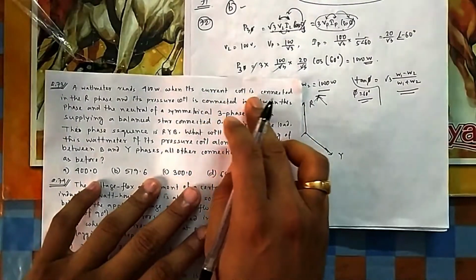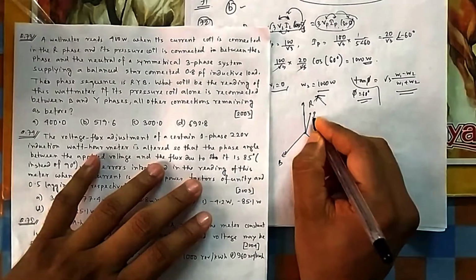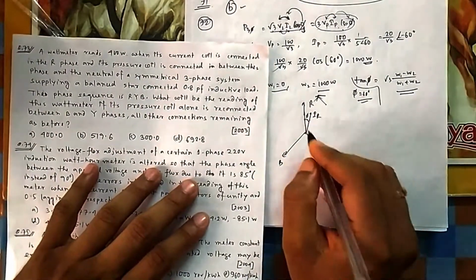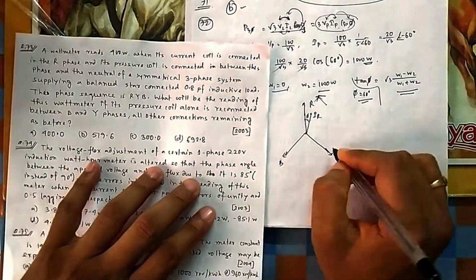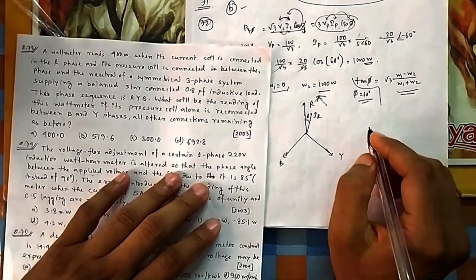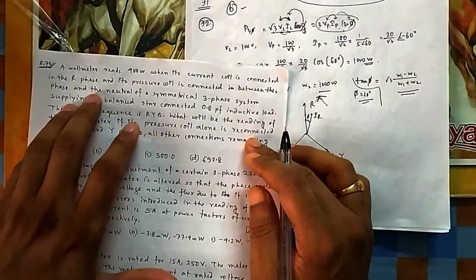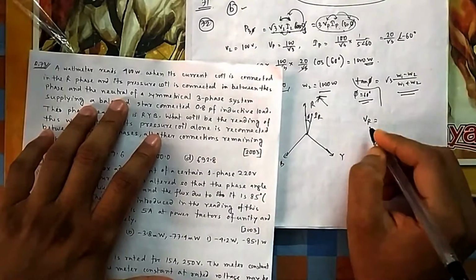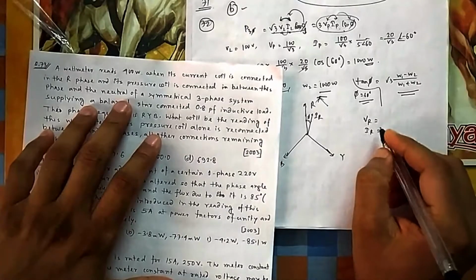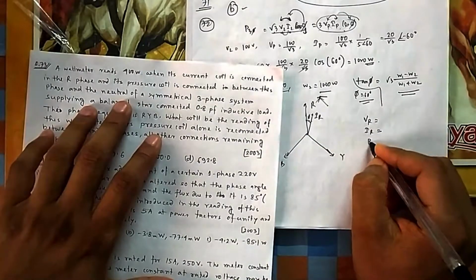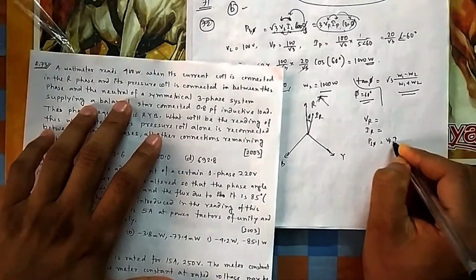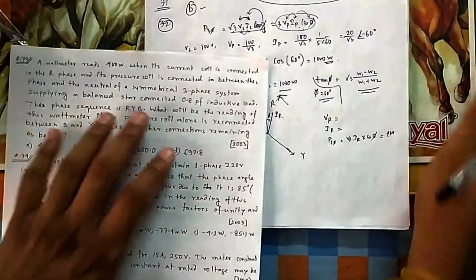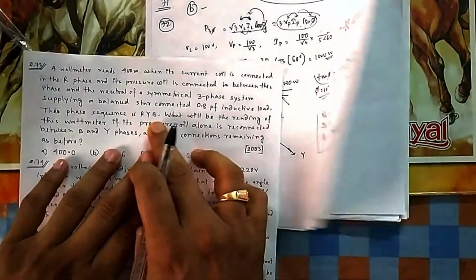So it reads 400 when its current coil is connected in R phase. Suppose this is my IR current. This is the phase angle, that is power factor, which is 0.8, the angle between phase voltage and phase current. I have these phasors. So this is your IR, and your voltage is connected between the phase and the neutral. So your pressure coil is sensing VR and your current coil is sensing IR, and you are sensing this angle. So you are measuring single phase power, VR IR cos phi, which is equal to 400 watt. This was originally what you are measuring.